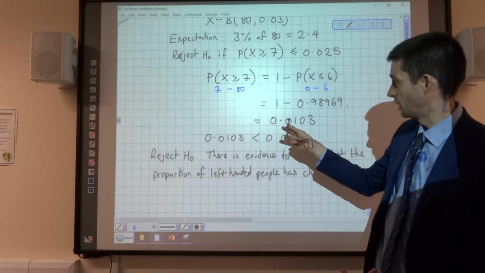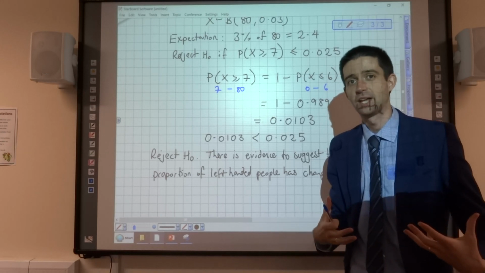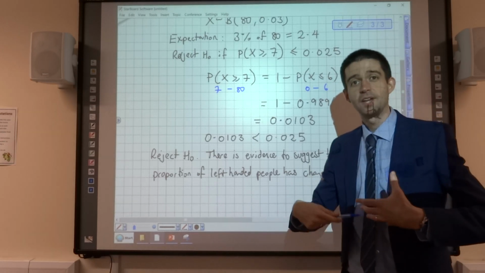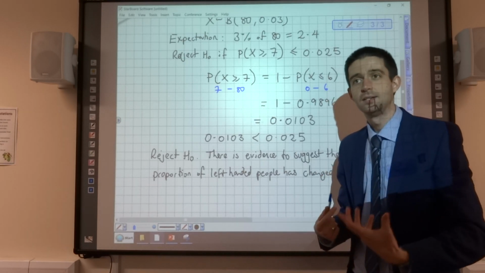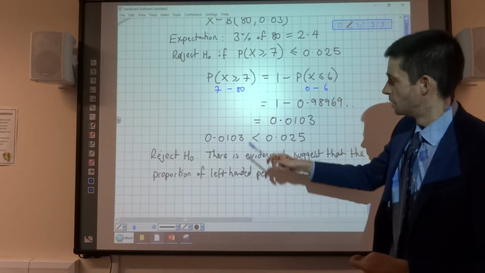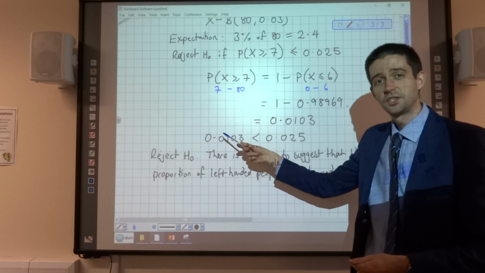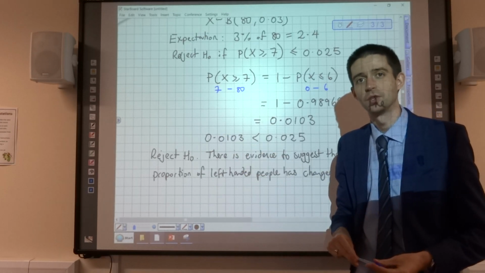Because this chance here of just over 1%, it doesn't mean it's impossible for me to get 7 left-handed people out of a sample of 80. So there is a chance that I have incorrectly assumed the probability to be wrong, and that's why we have a significance level. So the lower this value is, the less likely the thing is to happen, and the more confident we can be in rejecting the null hypothesis.